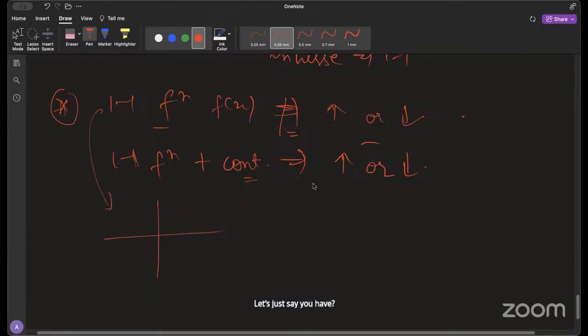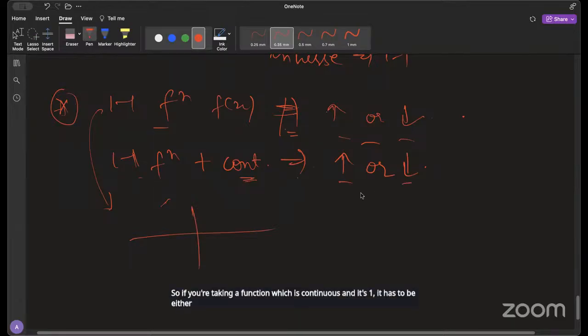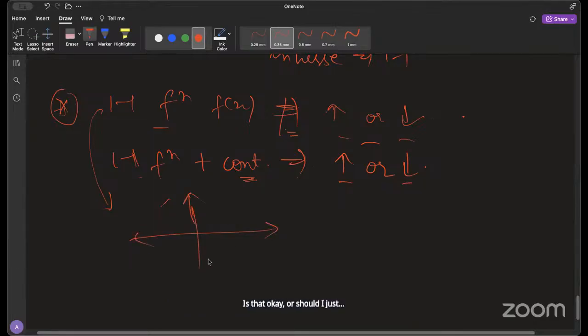Let's just say you have a 1-1 function and you have to show that it's not increasing. So let's just have this thing, and then this thing here. On this domain, it's a 1-1 function, obviously. Every value is attained one time, but it's not an increasing or decreasing function. But if you just add one condition to it, that it has to be continuous, then if you're taking a function which is continuous and it's 1-1, it has to be either increasing or decreasing. Is that okay, or should I just explain it using the graph?